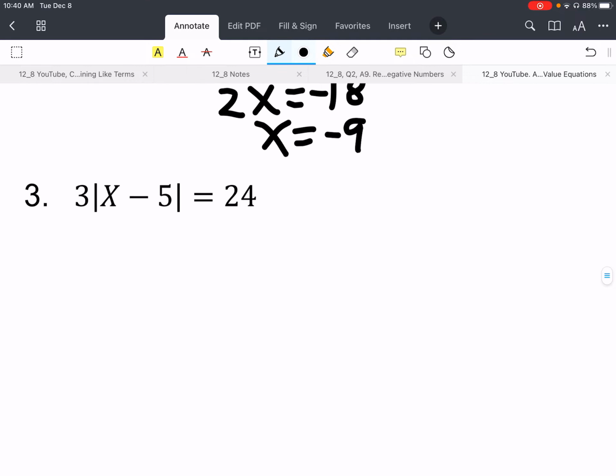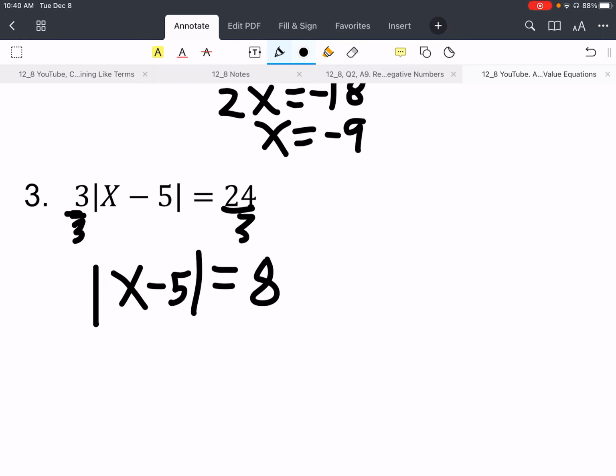All right, we have a number outside of the absolute value, which means that it is being multiplied. What we could do is distribute, but that would probably not be the easiest way to go. We really want the absolute value to be isolated. So at the beginning, we're going to divide both sides by 3, and we'll end up with the absolute value of x minus 5 is equal to 8.